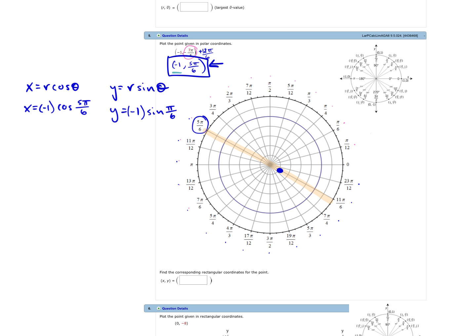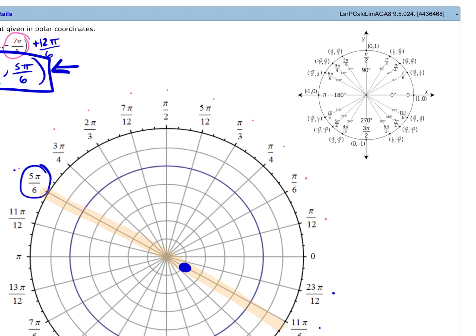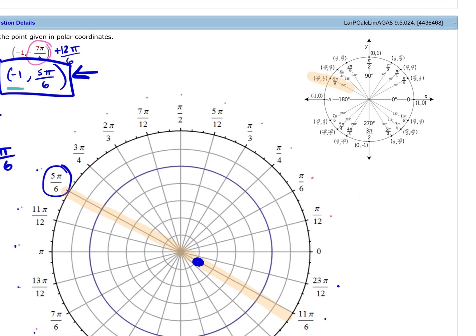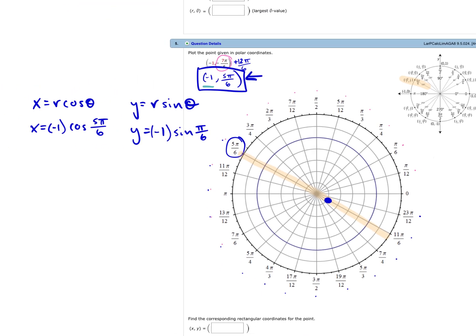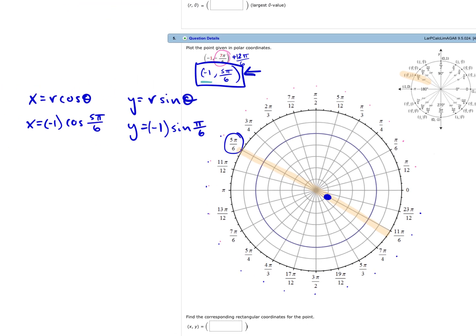So I'm going to go on my unit circle and find where 5 pi over 6 is. That would be here. So cosine tells us we look at the x or the y? We look at the x, so our x would be negative square root 3 over 2. So we have negative 1 times negative square root 3 over 2, which would be positive square root 3 over 2.